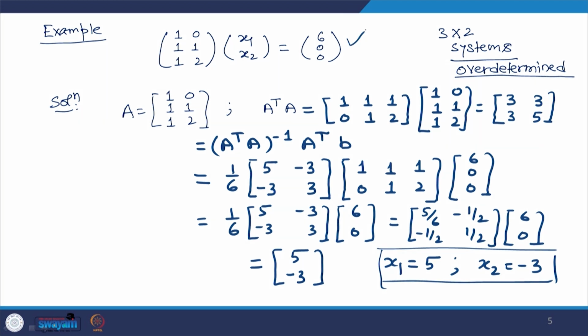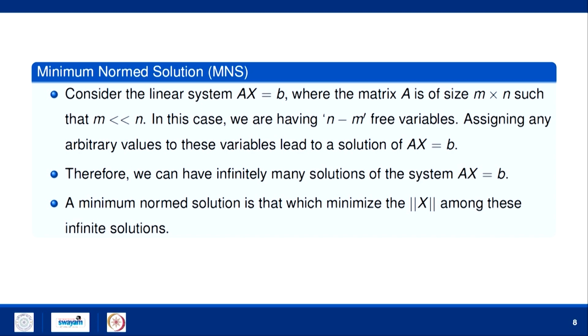Now, let us discuss the other case, that is the underdetermined one. Consider the linear system Ax equals b, where the matrix A is of size m by n such that m is much less than n. For example, you have only 10 equations and more than 10 variables, like 15, 20 or let us say 1000 variables. In this case, we have n minus m free variables. Assigning any arbitrary values to these free variables leads to a solution of Ax equals b. These n minus m variables can be assigned arbitrary values in infinite ways. Hence, Ax equals b will have infinitely many solutions.